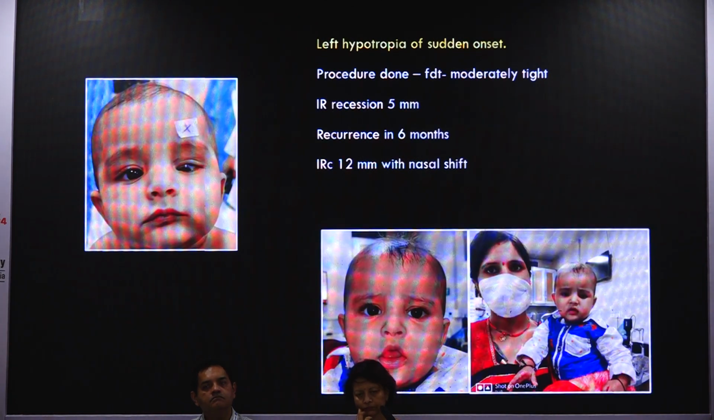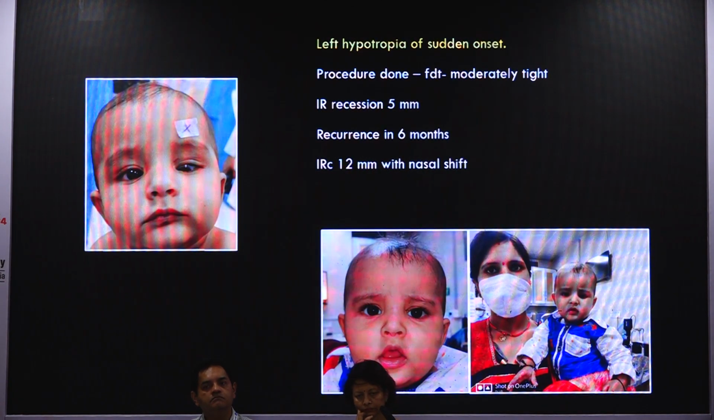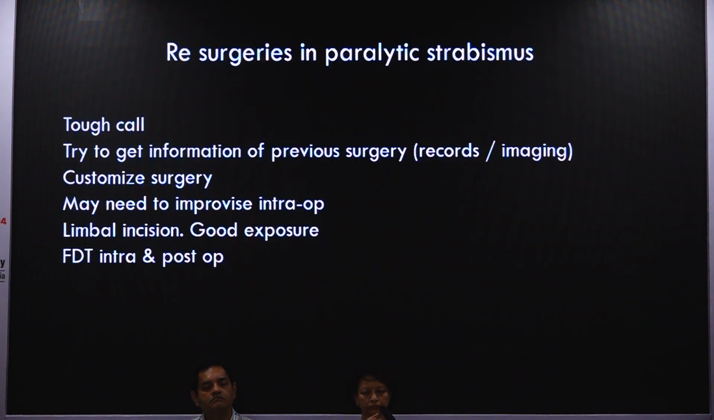We did a 12 millimeter recession of the inferior rectus with a nasal shift. Remember, whenever you're doing inferior recti, if you go beyond 4 to 4.5 millimeters, always do a nasal shift, otherwise you're going to generate an A pattern. So post-op, this child was great. He's been following up for a very long time. Unfortunately, his vision is not so great. He did have amblyopia during that period when we were managing him despite giving occlusion therapy.